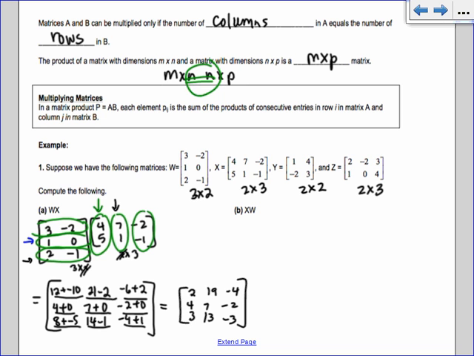So you can check all these with your calculator if you want to. I might have errors, so be looking for those bonus points.